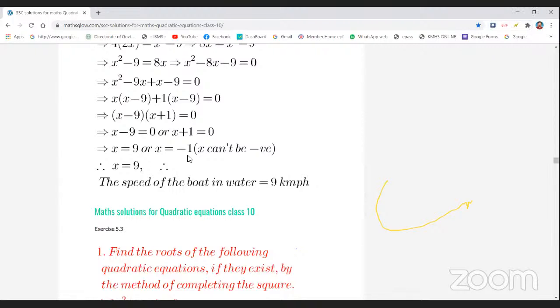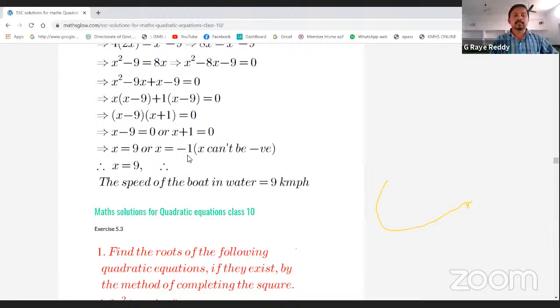So speed of the boat can never be negative. So we should not consider the negative term. So x is equal to 9 is our required answer. We considered x as the speed of the boat in still water. So that is 9 kilometer per hour.